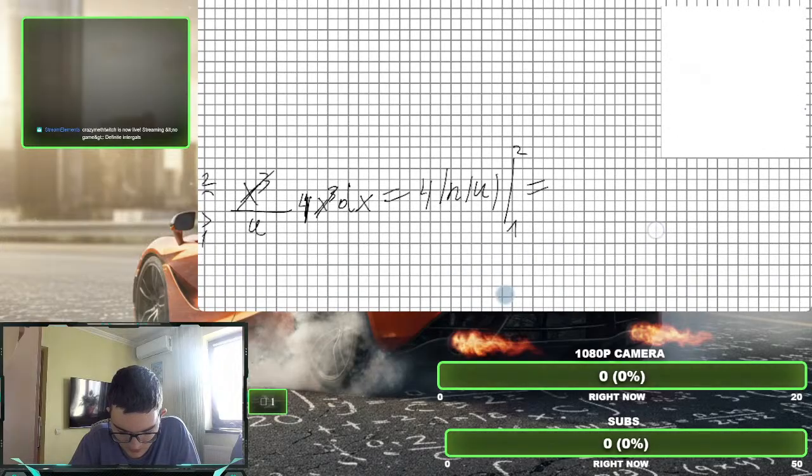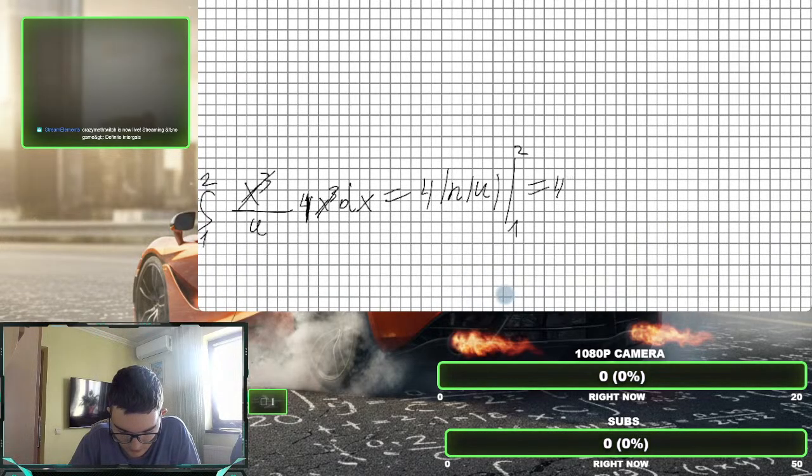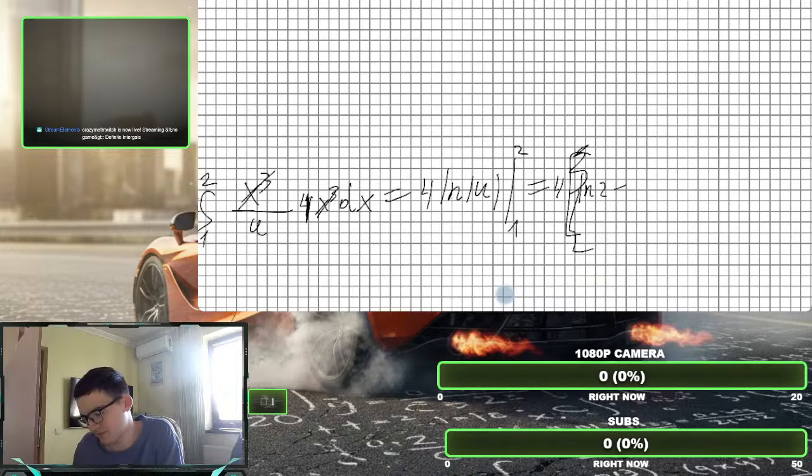and I can put the 4 here up front, and I'll have ln of 2, which I don't know if it's 1, just gonna keep it like this, minus ln of 1, which is actually 0. So the result should be 4 ln of 2 for this exercise, and now I'm gonna check with my book because it's faster to check with my book instead of my ChatGPT app.